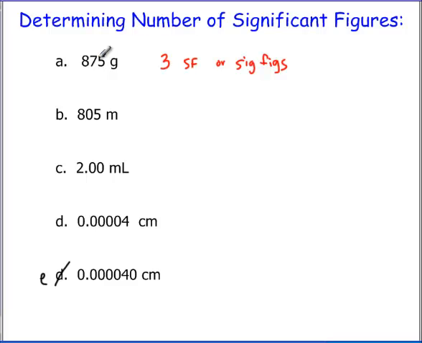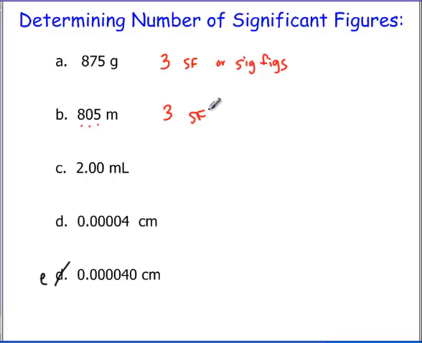Letter B. Now we get into the problems that contain zeros. These are the more confusing problems. But letter B is really easy because any zero that is in between two non-zero numbers is significant. So we have 1, 2, 3 significant figures in letter B. Now the remaining three, you're really going to have to look at those rules carefully.